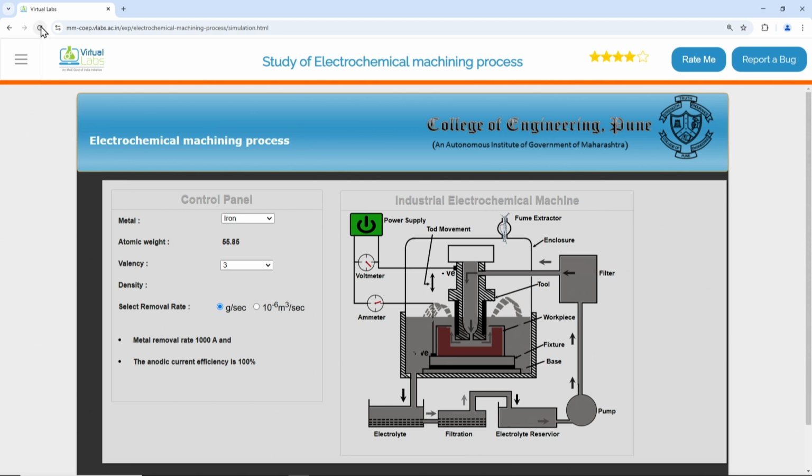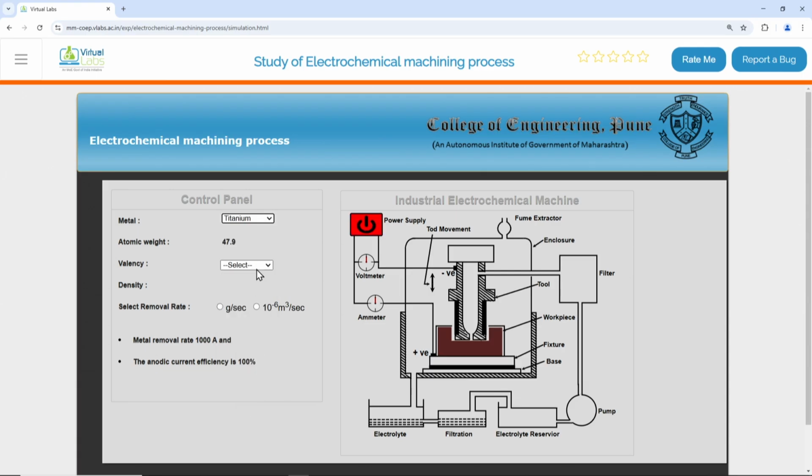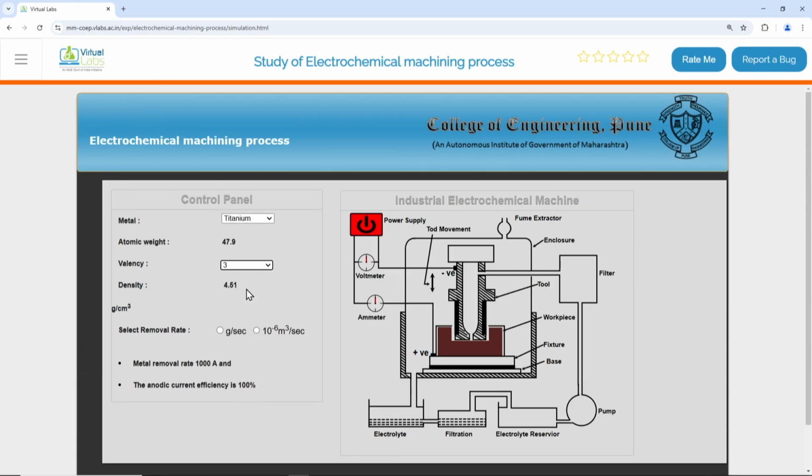Let me try to refresh it and try to rerun it for any other metal. For example, I pick titanium, it is very hard, valency I pick 3, I try to run it. Now, the color is only a little different, you see the electrolyte is being run here, the filter cleans it, it is being passed through this tube and here is the reservoir that is being filled here. This is the shape of the workpiece, through this workpiece also.